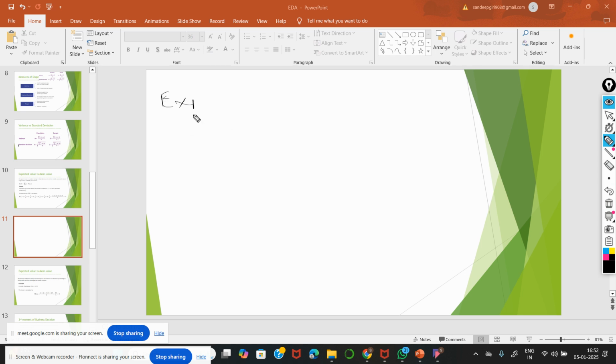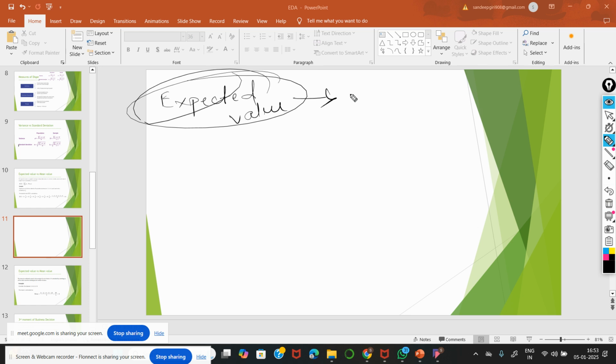See, expected means you are expecting something, isn't it? You are expecting something from someone. So the meaning for expected mean is the same. Here you are going to expect what will be the score, what will be the mark, what will be the salary. You are expecting something. And remember, expected value deals with probability distribution. To calculate expected value, you should be knowing the probability of that particular event. Expected value deals with probability distribution.